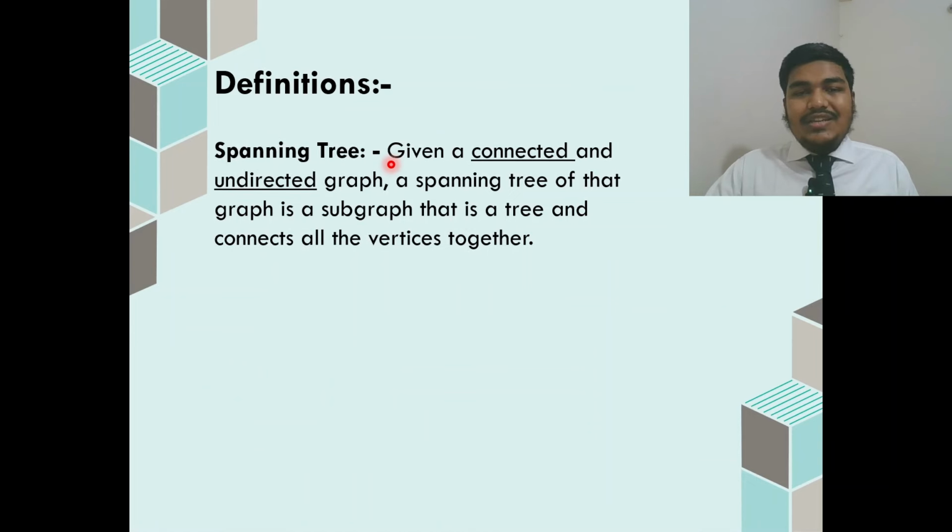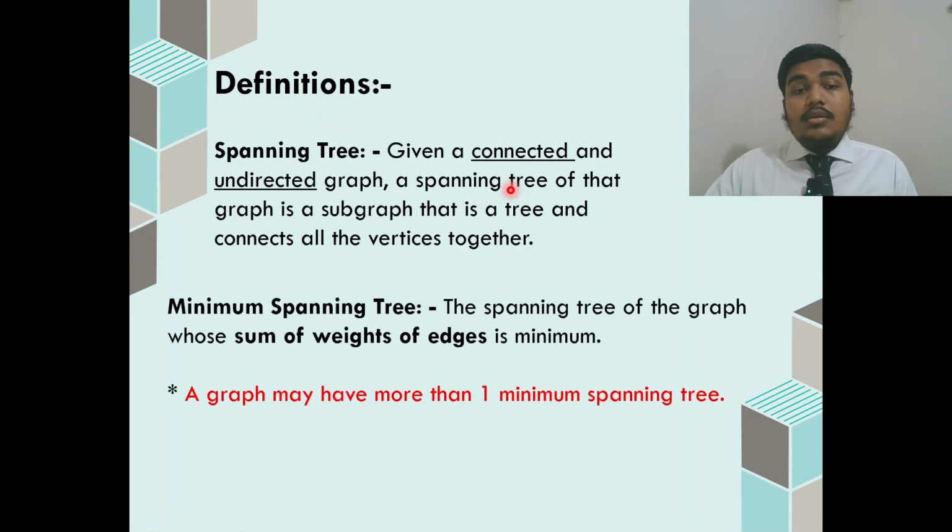What is a spanning tree? If we are given a connected and undirected graph that has edge weights, and if we want to make a spanning tree, then it will be a subgraph that doesn't contain any sort of loop. Then what is a minimum spanning tree? The spanning tree of the graph whose sum of weights of edges is minimum. And there is an asterisk point: a graph may have more than one minimum spanning tree.